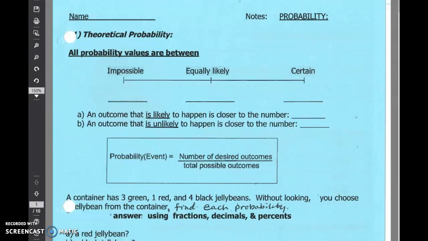Students, today's lesson is about theoretical probability. If you look at the top of your packet here, theoretical probability, we're going to define it. It tells us what should happen in an experiment.